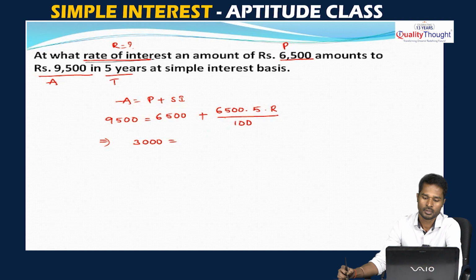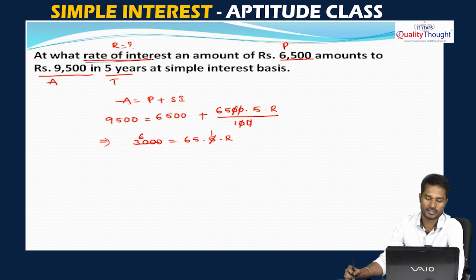is equal to, I will cancel the zeros here, and this will become 65 into 5 into R. So, I can write this as 65 into 5 into R. So, now let us simplify it. 5 ones are 5, 6 are double zeros. So, R is equal to 600 by 65.